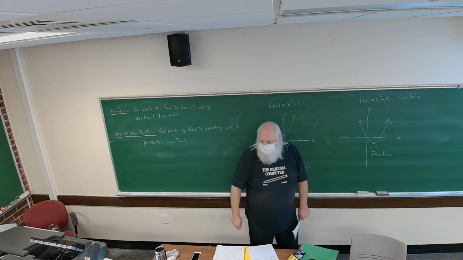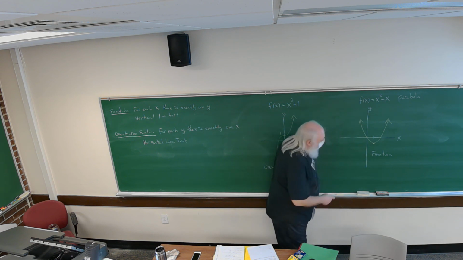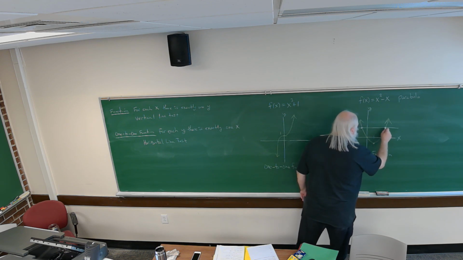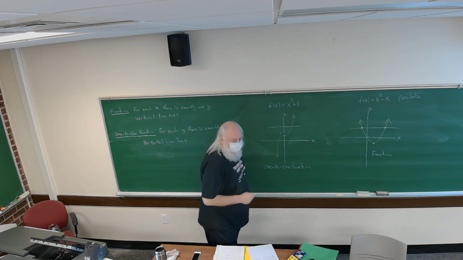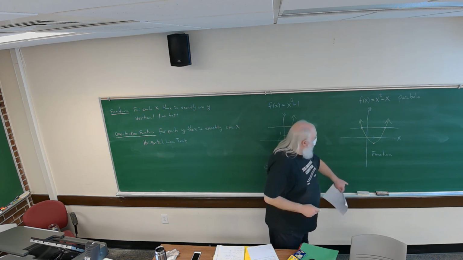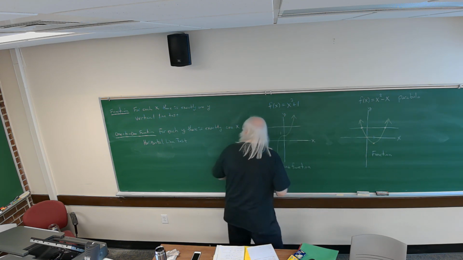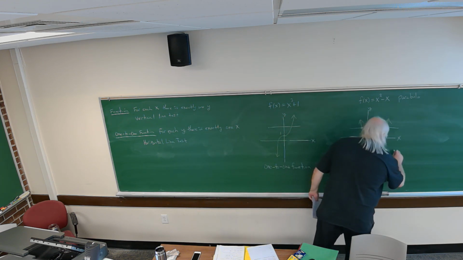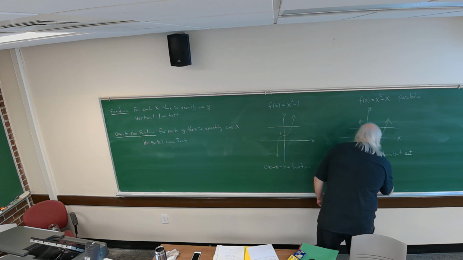But is it a one-to-one function? No, because I can draw the horizontal line right here, and it intersects the graph in two locations. Over here, no matter where I draw the horizontal line, it intersects the graph in only one location. But here it intersects two. So that means for this value of y, there are two values of x. And there can only be one value of x. So this is a function, but not a one-to-one function.